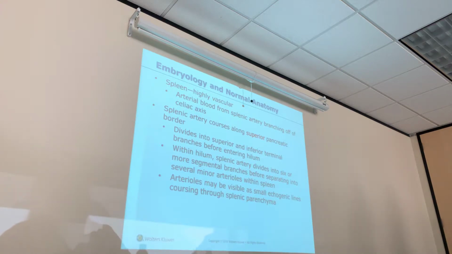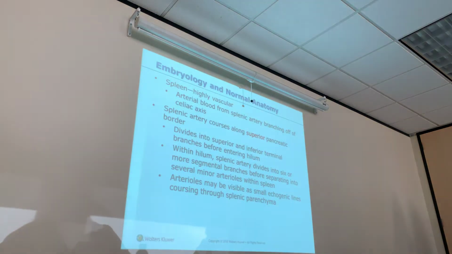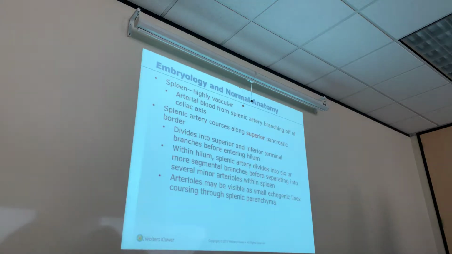And then within the hilum, the splenic artery divides into 6 or more segmental branches before it separates into little arterioles into the spleen. They may be visible as small echogenic lines coursing through the parenchyma. And the only way you can tell if it's a vessel is what? The blood supply. Color. So you turn on the color box, and if there's color, then you know it's a vessel. If it's not, then it's something else. Okay?